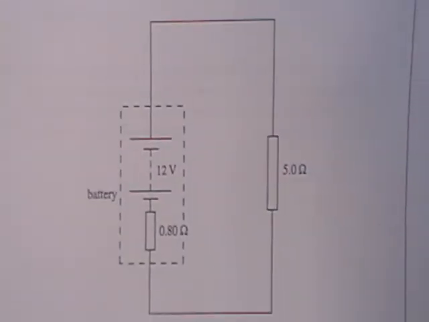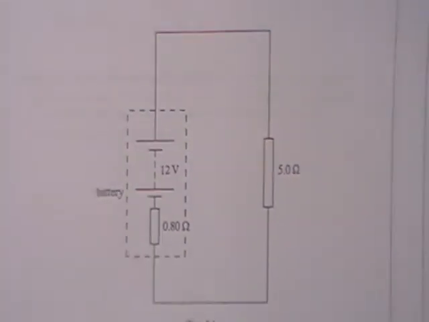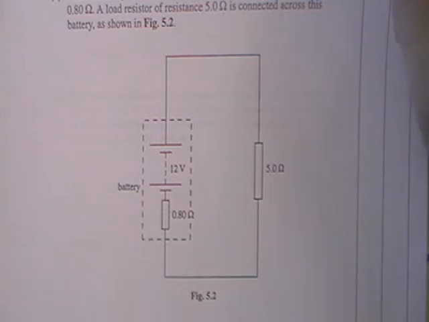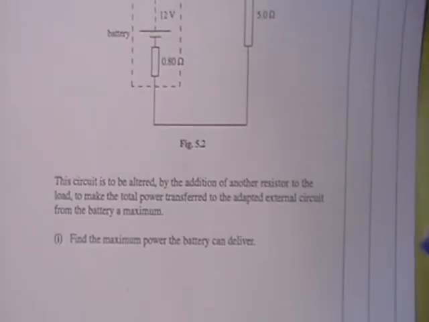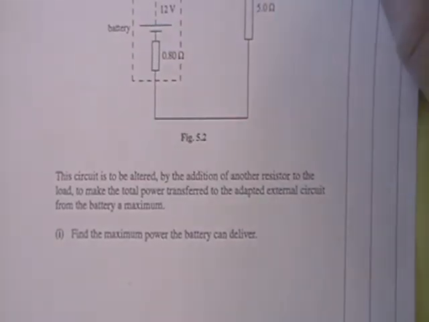Part C, another battery has an EMF of 12 volts, I'll show you the diagram, and an internal resistance of 0.8 ohms. A load resistor of resistance 5 ohms is connected across this battery as shown. This circuit is to be altered by way of an addition of another resistor to this load to make the total power transferred to the adapted external circuit from the battery a maximum.